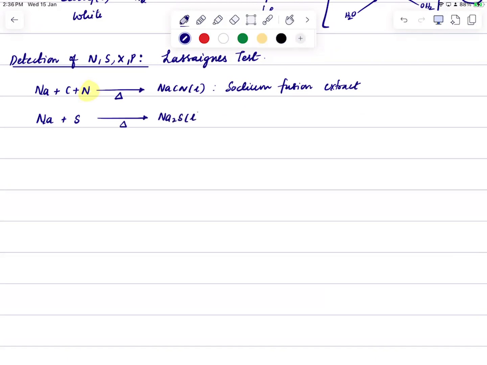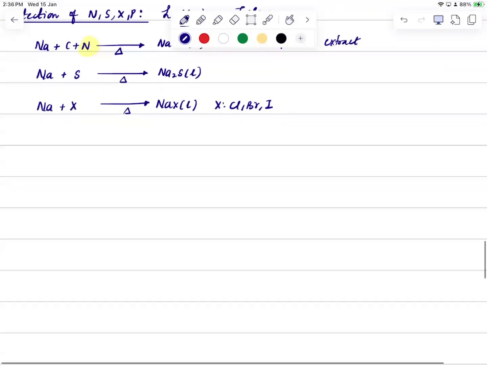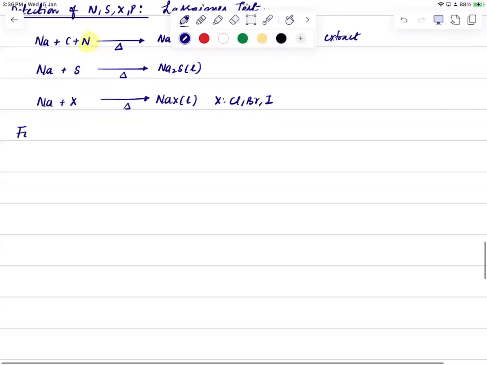If there is sulfur present, then irrespective of carbon present or not, it will convert into Na2S liquid. This is also sodium fusion extract. In case there is a halogen present, irrespective of carbon present or not, then it will become NaX liquid, right? And this X is chlorine, bromine, and iodine, correct? This is the first detection. Now notice, for nitrogen, what are the tests which we use?